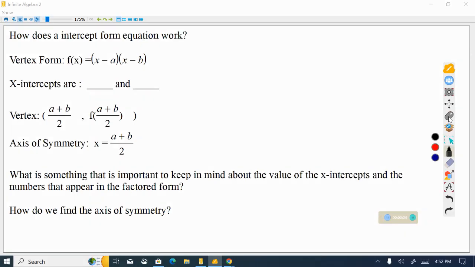So hello, we're starting up part 2. This video is going to cover intercept form. We also call that factored form, and it's also going to cover standard form. So please follow along.